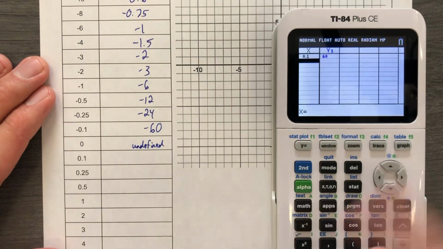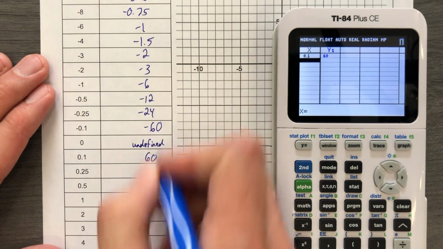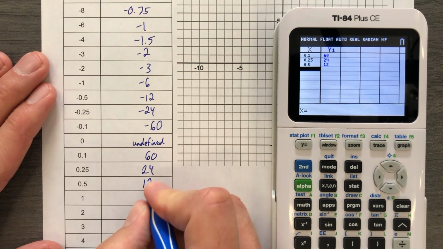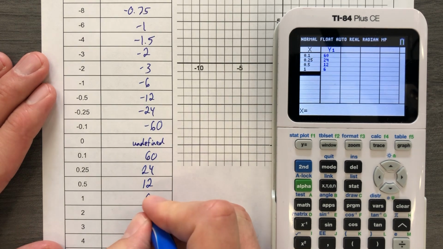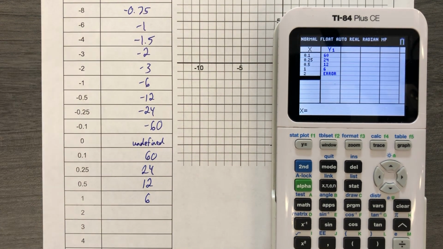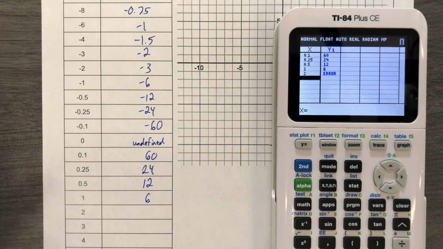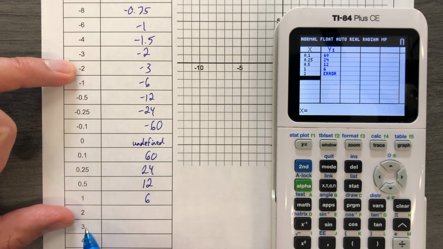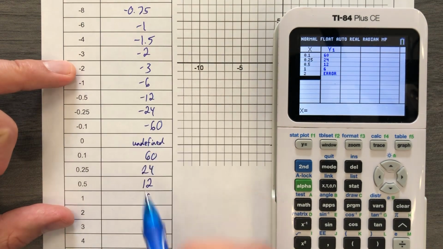0.1 is 60. Now you're like, man, just copy these. Hang tight. 0.25 is 24. 0.5 is 12. 1, 6, 2. What? This is why we didn't copy them. Okay? Because you're tempted to put what you had here, just opposite sign, right? So like the negative 2 and the positive 2 would just give you negative 3 here, positive 3 here.